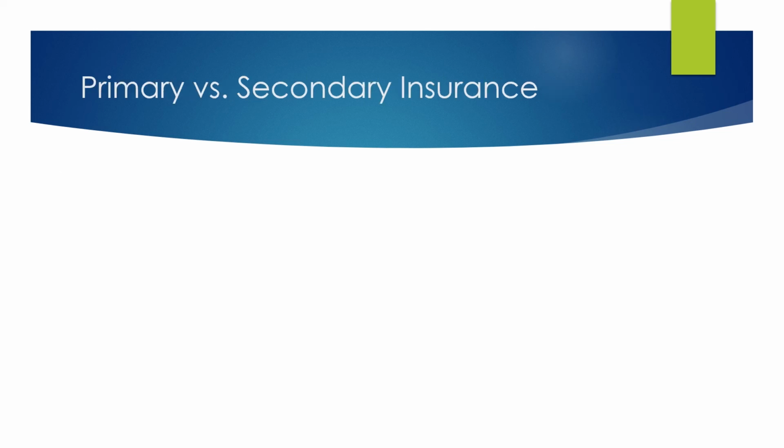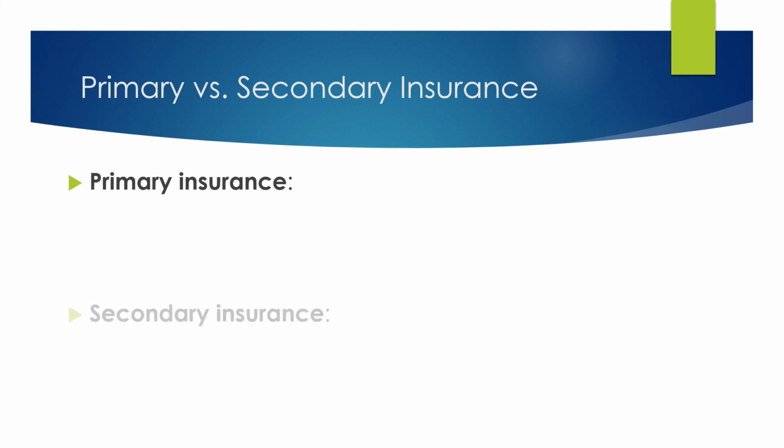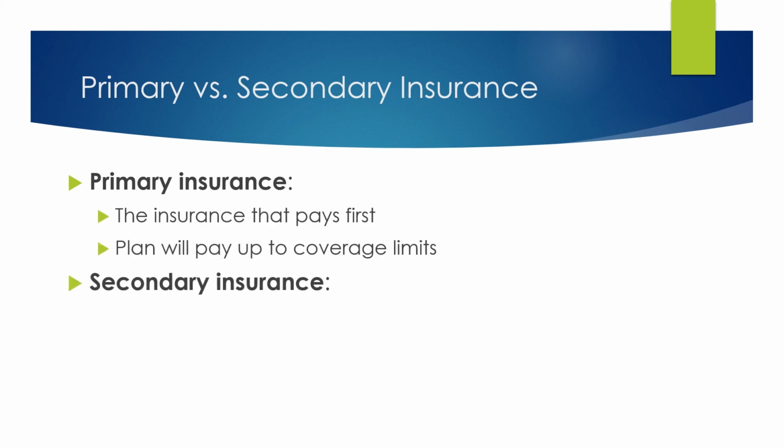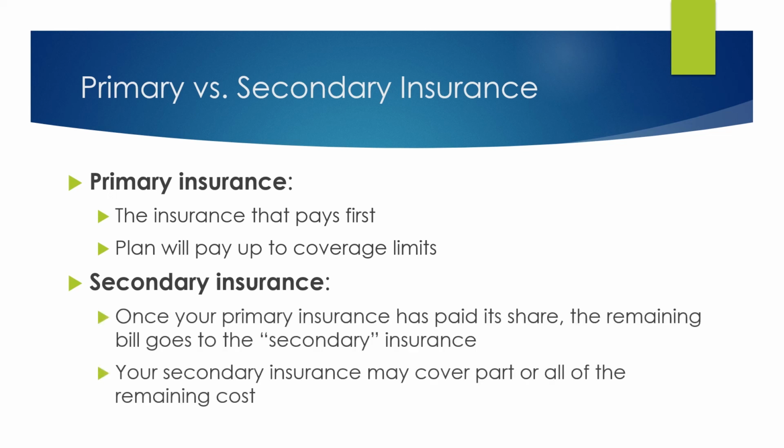So if we go to the next slide, it's important to also understand when patients have these two healthcare plans, because one will be the primary insurance and one will be the secondary insurance. The primary insurance is the one that pays first, and the secondary insurance kicks in once the primary insurance has paid. And then the remaining of that bill goes to the secondary insurance for whatever the primary insurance didn't pay. So again, primary and secondary insurance is important for the offices to recognize because it does change your billing practices.